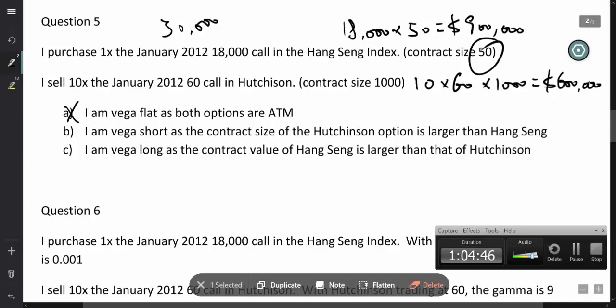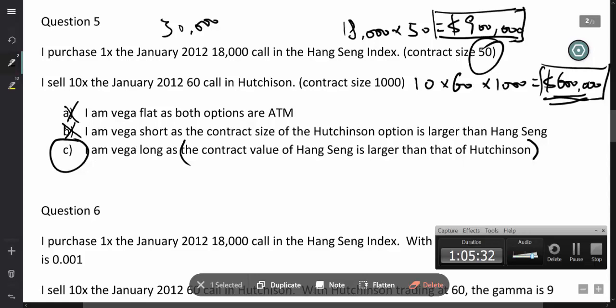So the Hutchison option is larger than the Hang Seng. Obviously, that's not true. I'm Vega long as the contract value of Hang Seng is larger than that of Hutchison. Well, this part is true, but I'm still not convinced that C is the right answer, because it really depends on whether these options are at the money, in the money, or out of the money. And this question doesn't tell you. What I'm saying is the Hutchison, even if it's for a smaller amount, if this one is at the money, but if the Hang Seng was out of the money, your Vega position will look very different. But I'm going to go with that answer, okay? Because the other two are clearly wrong. That's the answer I was given anyway.